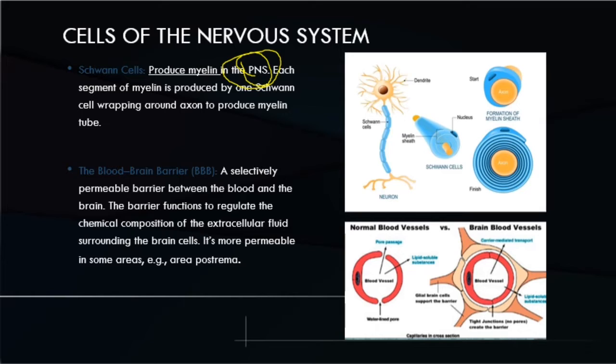So, a selectively permeable barrier between the blood and the brain. The barrier functions to regulate the chemical composition of the extracellular fluid that surrounds the brain, and it's more permeable in some areas. So it's also important that it's not the same everywhere. The blood-brain barrier is more permeable in some areas than others, and the area postrema is the one that I just talked about that kind of makes you throw up, which I think is really cool.